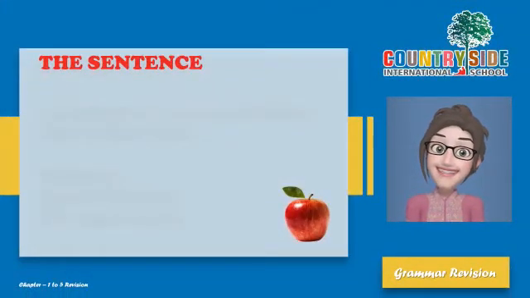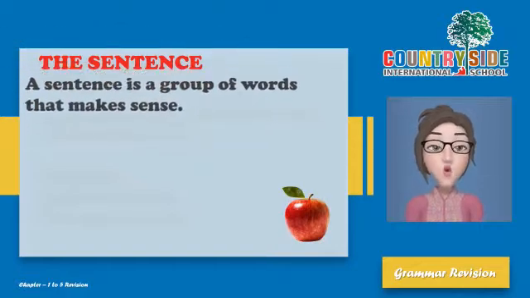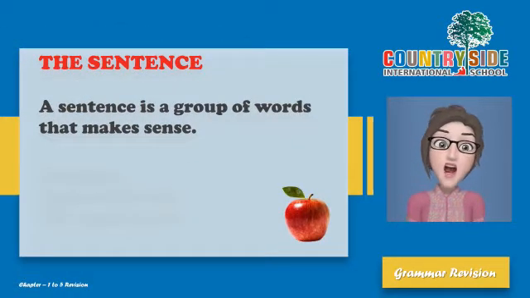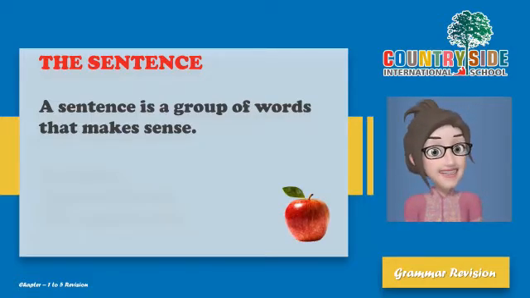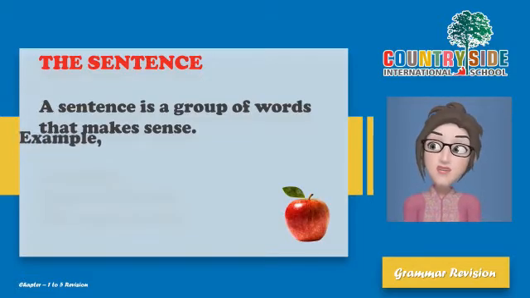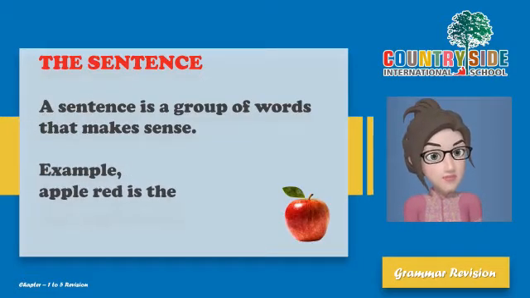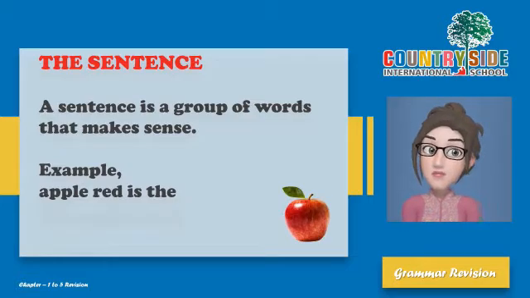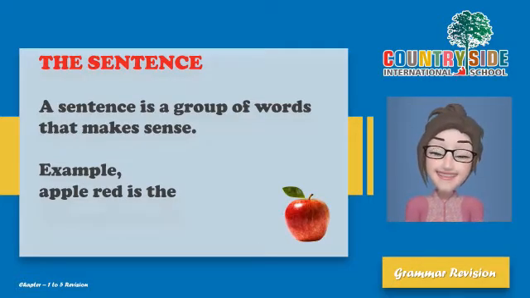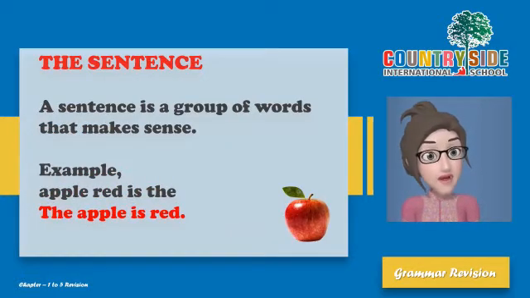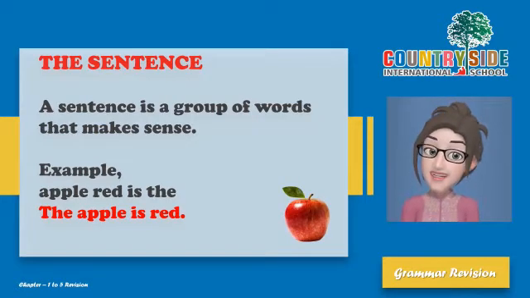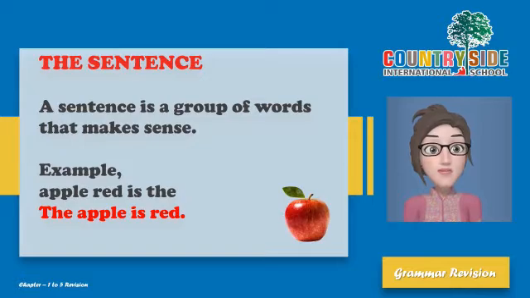What is a sentence? Sentence is a group of words that make sense. As we said, you cannot say a sentence any way. You need to arrange these words to make sense. Let's see the example. Apple red is the. Is it making sense? No, we need to arrange it. So how will we arrange it? The apple is red. A capital letter in beginning and a full stop. Now it makes sense.